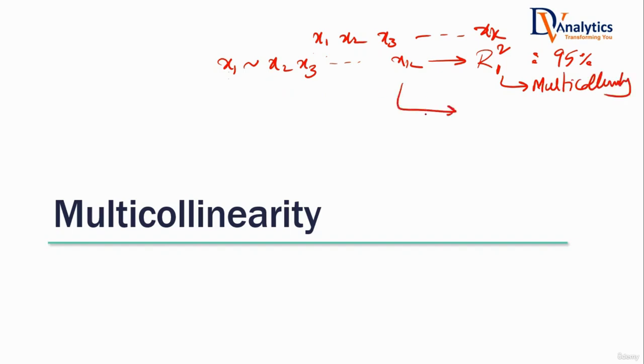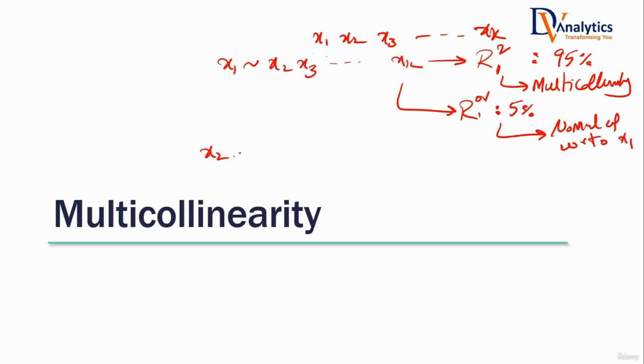In some other scenario, you build the same model and get the R square value to be, let's say, only 5% for x1 versus rest all. What does this mean? There is no multicollinearity with respect to the x1 variable.